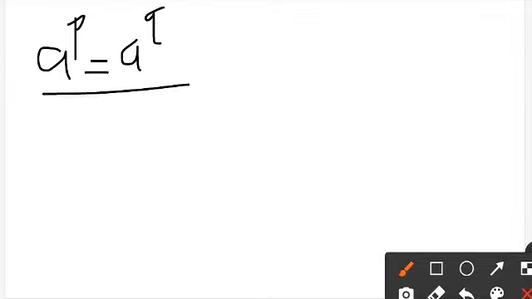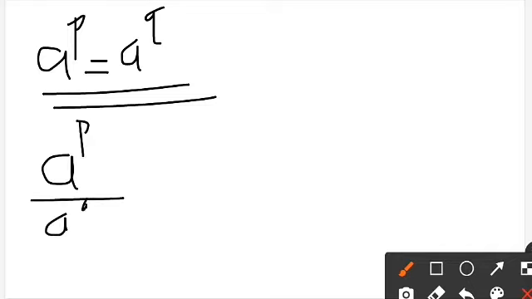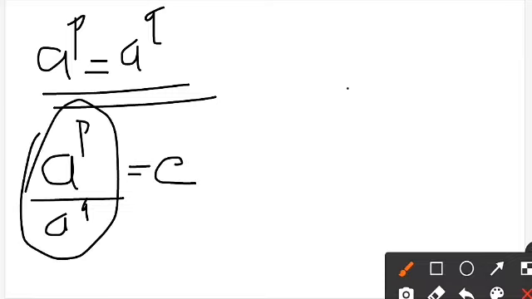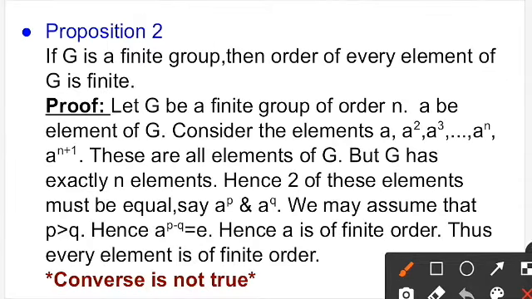We are saying that a raised to p is equal to a raised to q. If we divide both sides by a raised to q, it will give us a raised to p upon a raised to q, which will be equal to identity, and a raised to p upon a raised to q can be written as a raised to p minus q, which is equal to identity. And the same thing we are saying here, that a raised to p minus q is identity. Hence a is of finite order, as p is positive and q is less than it. Therefore a raised to p minus q is identity, which implies that a is of finite order. Therefore every element is of finite order.